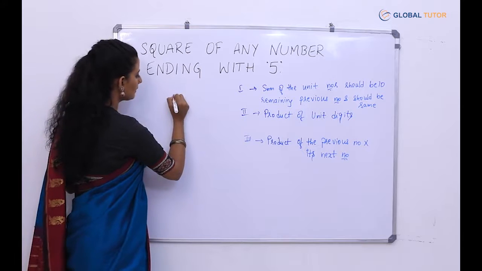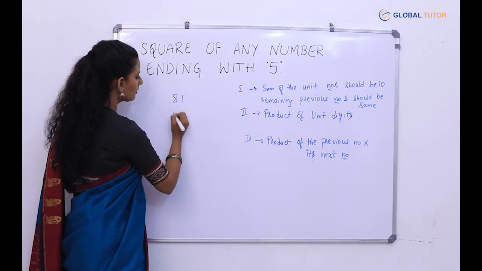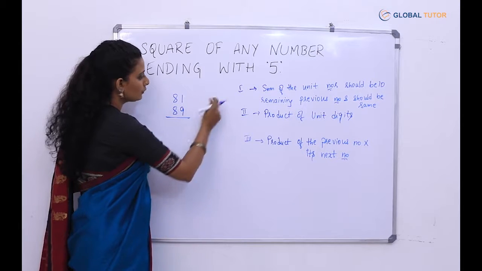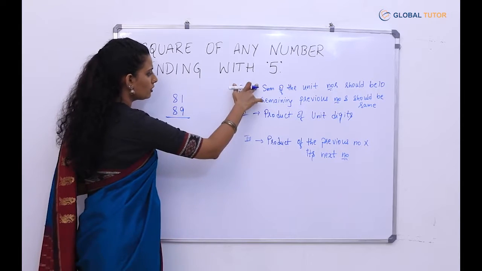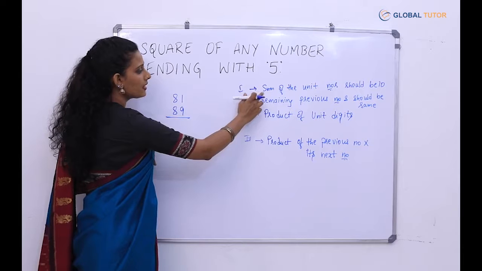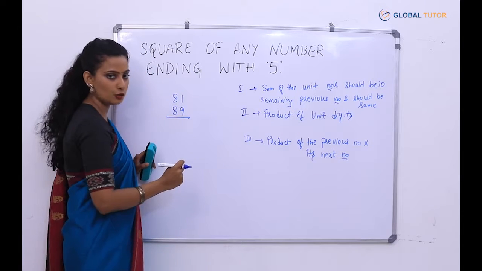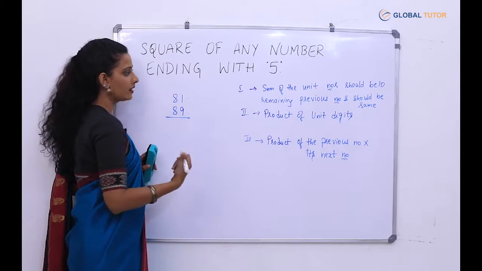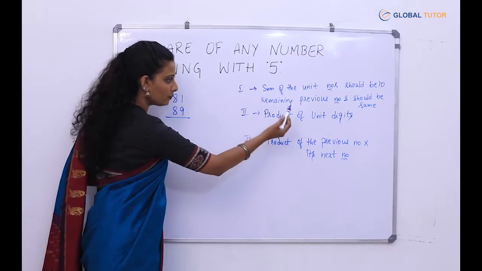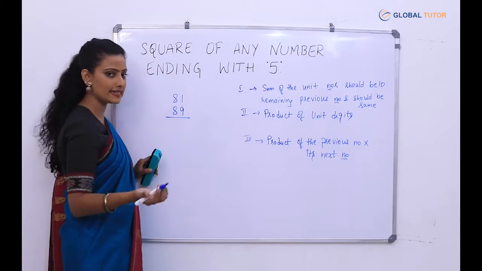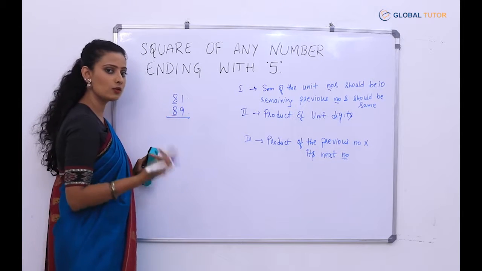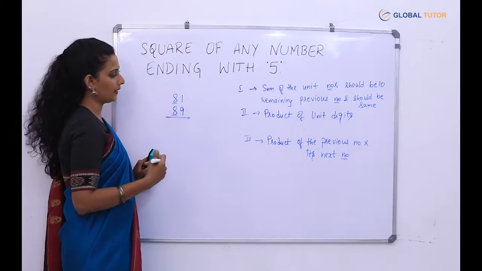Let's take 81 into 89. The first step is to check for these two properties. One, the sum of the unit numbers should be 10. 9 plus 1 is 10, so it can be applied. The second check is that the remaining previous numbers should be the same. Here the previous number is 8 in both places, so this formula can be applied.